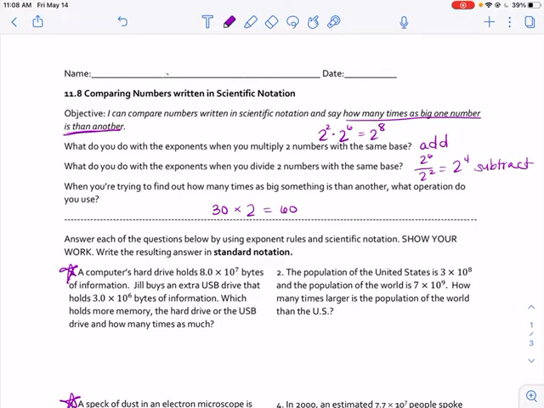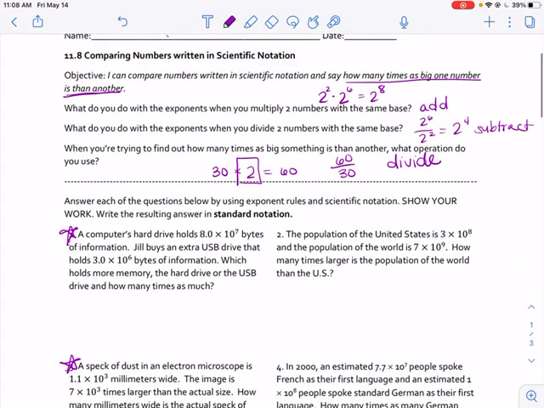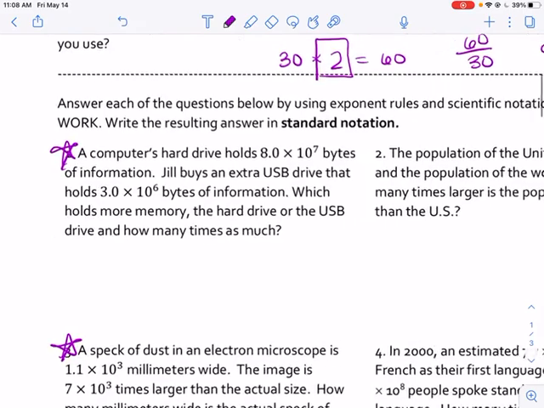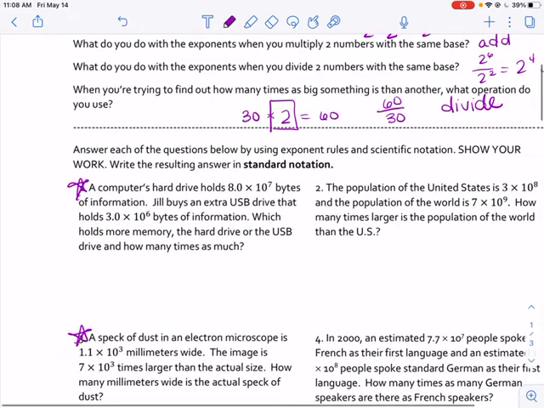So basically we're trying to figure out, what do you multiply one number by to get the other one? The operation that you do to find out what that number is, hopefully you can tell, is what we did with 60 and 30: we divided them. So you divide the numbers to find out how many times as big one is than the other. Now we're going to use what we know to solve some problems with scientific notation. We should note what notation the problem asks us to write the answer in. It's standard notation. So if we have our answer in scientific notation, we have to change it to standard notation.